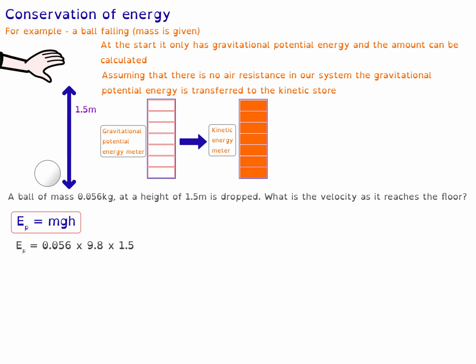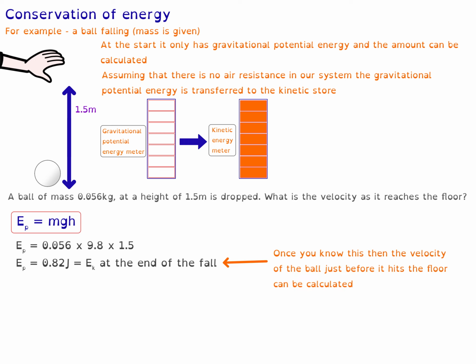And this gives us 0.82 joules. And this must equal the kinetic energy at the end of the fall. As conservation of energy has been upheld, all of the energy from the gravitational potential store has gone into the kinetic store. So now we need to use our kinetic energy equation, Ek equals a half mv squared.